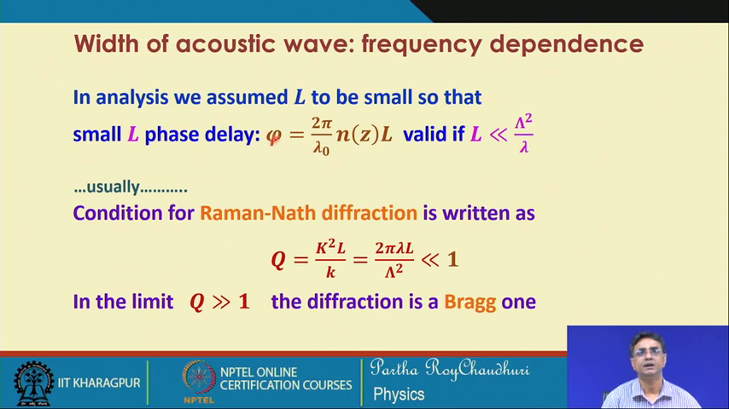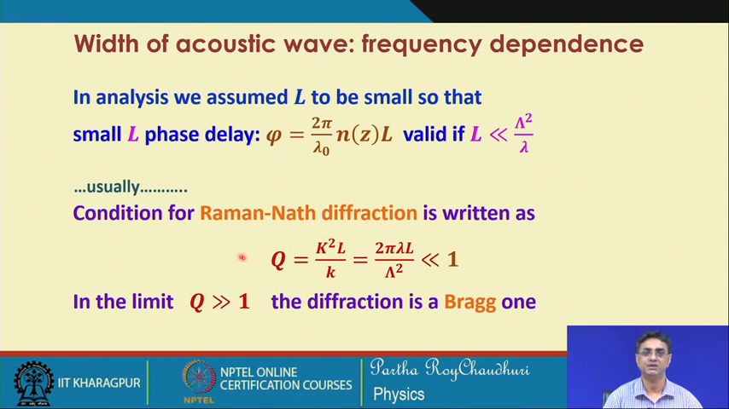So, usually the Raman-Nath diffraction condition in terms of this is also written as a Q number, which is given by K square L by small k, and this K square is equal to twice pi by capital lambda square, and the twice pi will also come from here, which will be twice pi by small lambda, and this will give you 4 pi square by capital lambda. So, effectively you get this, and this quantity will be much less than 1, and so Q less than 1 will correspond to that Raman-Nath diffraction.